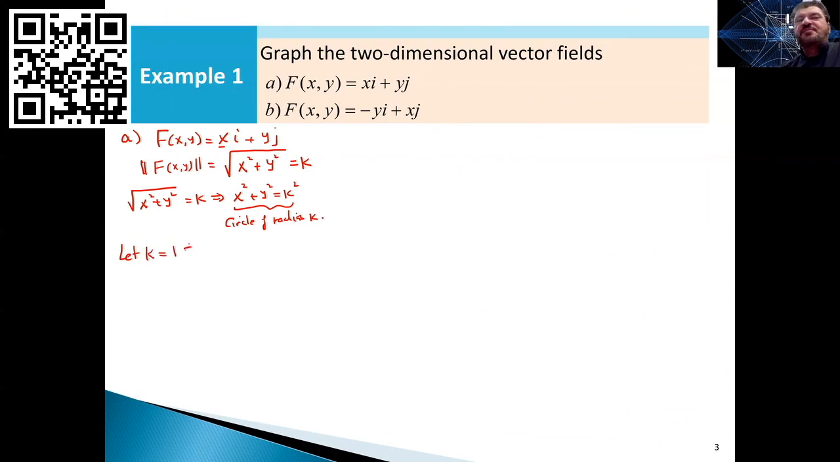All right, now let's take k equal to 1, guys. So what do we have? We have x squared plus y squared equal to what? 1 squared, which is 1. And this is a circle of radius 1, right?